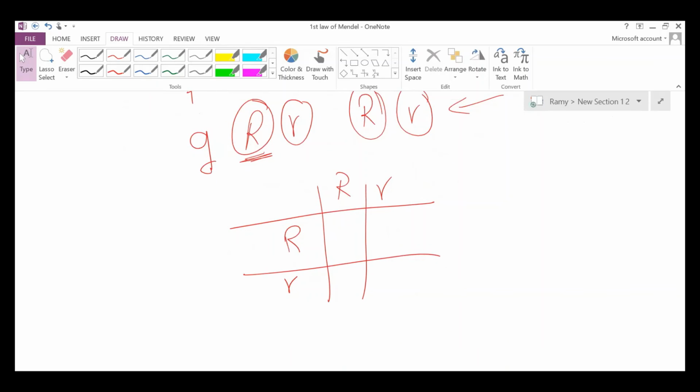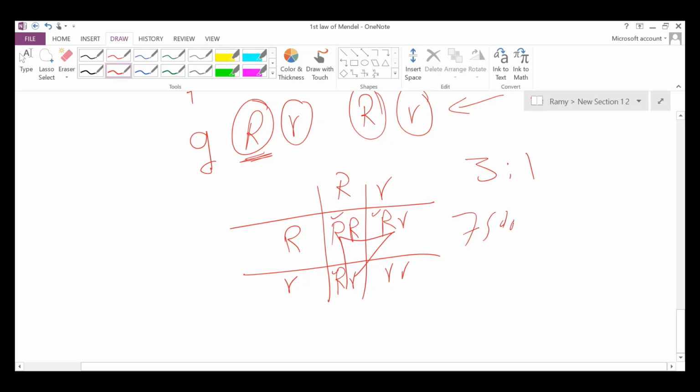Yes. Okay, so what we write here in the first box? R capital R capital. Okay, and down here? R capital R small. Okay, on the right top? R capital R small. Okay. And then R small R small. Okay, so what do we have here? How many are red? Sorry, purple. 3 for 75%. So 3 to 1, 75% would be purple and 25% would be white.